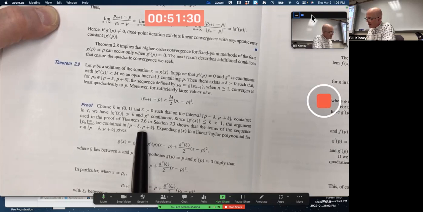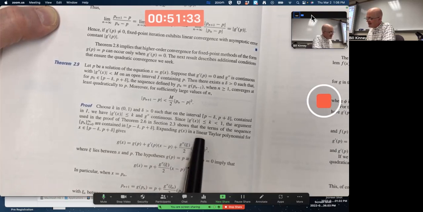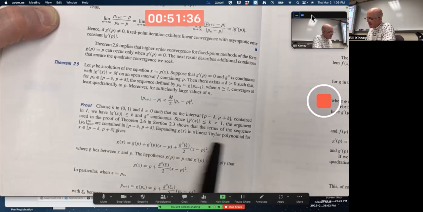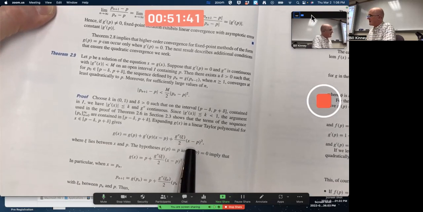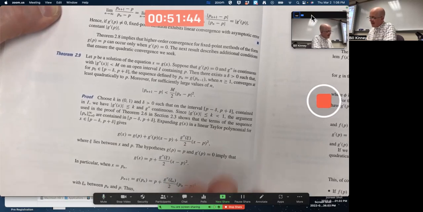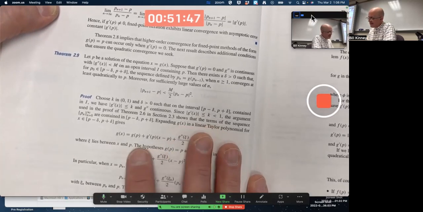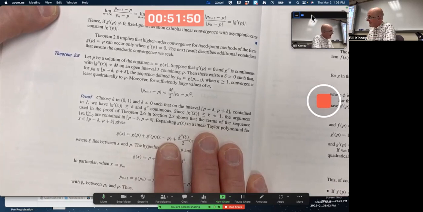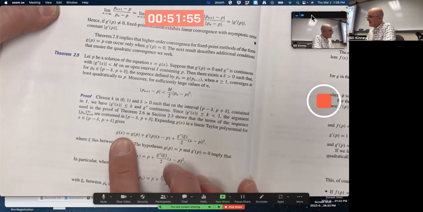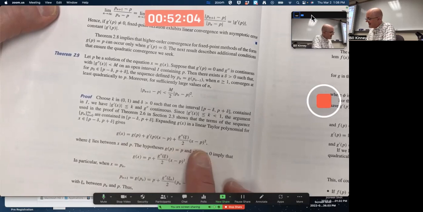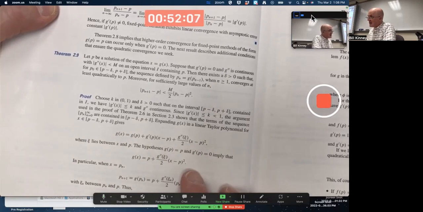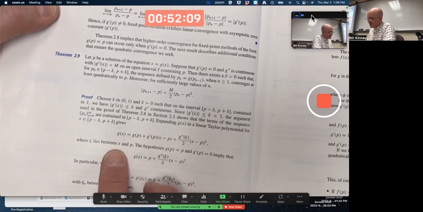Okay, here we get to the most important part. Expanding G of x in a linear Taylor polynomial gives this equation. You're not used to writing this kind of thing when you think about Taylor polynomials or Taylor series. It's this part that would be the Taylor polynomial of degree 1 that would approximate G of x near P. But there's an equal sign there, not an approximately equal sign. To get an equal sign, Taylor's theorem says you have to add on a term like this, where C, just like in the mean value theorem, is between x and P.